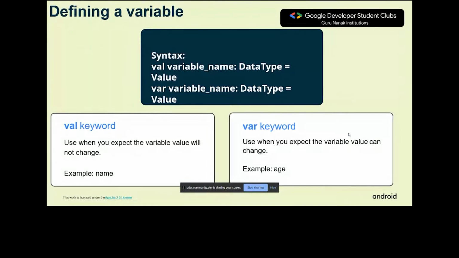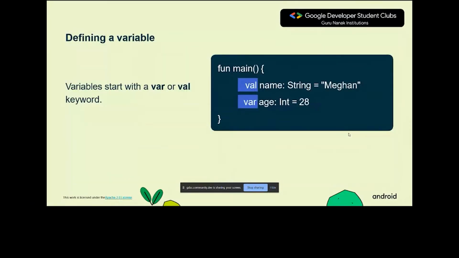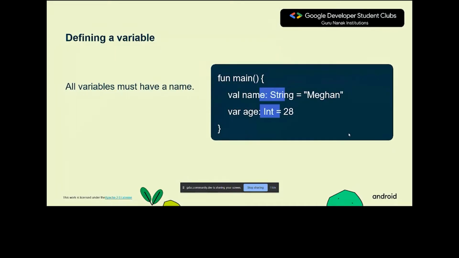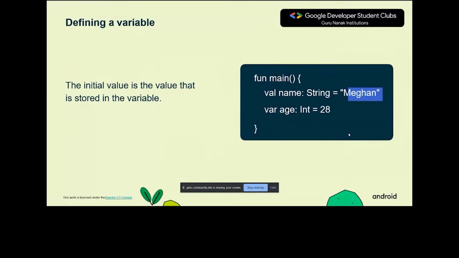So this is the basic difference. We will use the val keyword when we expect the variable value will not change in the entire program. Then we'll use the val keyword. And we are going to use the var keyword when we expect the value will change in the further part of the program. This is the slight difference. So basically, defining a variable involves the keyword in front, var or val. Next, the variable name, like name and age, and giving the data type like string or int, and then assigning it a value. This is the basics about variables.